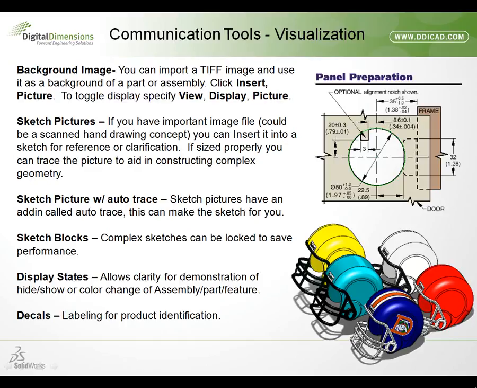If you allow auto trace to trace the image for you, it's going to create a bunch of splines that have no relationships whatsoever. In either case, if you want to take that image that has now been converted to vectors and move it around, if you use sketch blocks, you'll be able to glue or lock those sketch entities together, and then you can manipulate them as a unit.